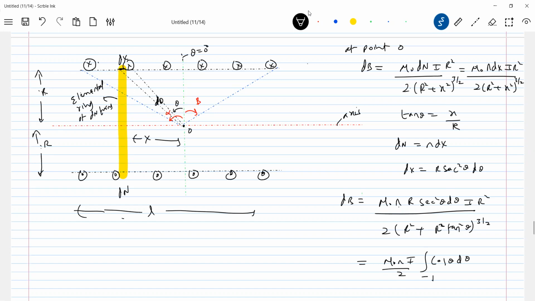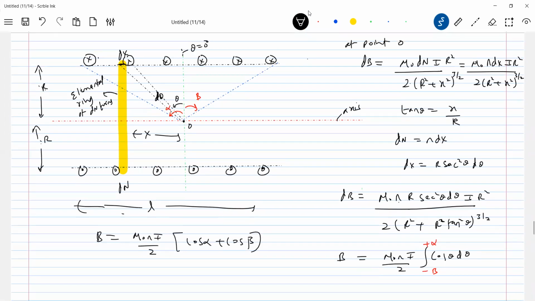What we did earlier for long wire, the similar method you can apply here. Minus beta to plus alpha. So this is the value of B bar. So I'll end up with mu naught ni by 2 (cos alpha plus cos beta). So this is the expression for magnetic field inside the solenoid.